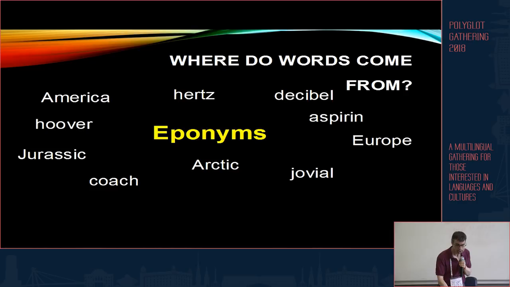Or Jovial. Yeah, from Jove. How about Coach? Hungarian, exactly. There's a place in Hungary called Coach. And they had this particular kind of carriage there, and it's called a coach, and all coaches were named after it. How about Jurassic? Jura. The Jura Mountains, yes, exactly. Jura comes from Latin Juris.